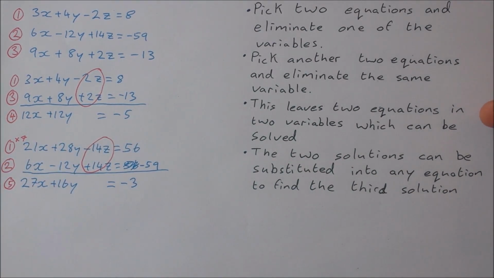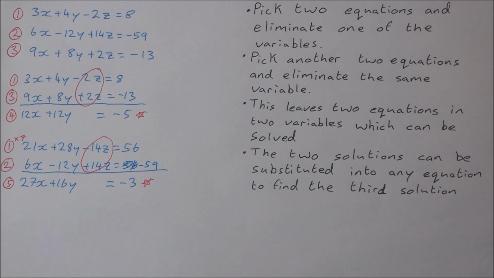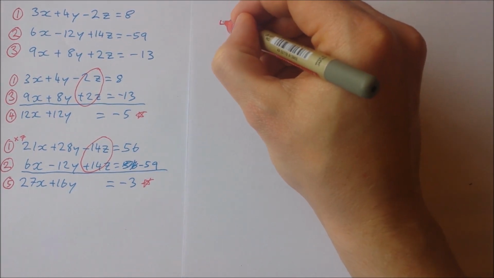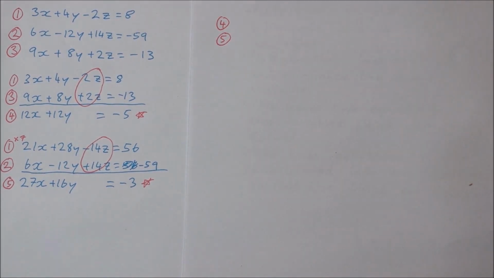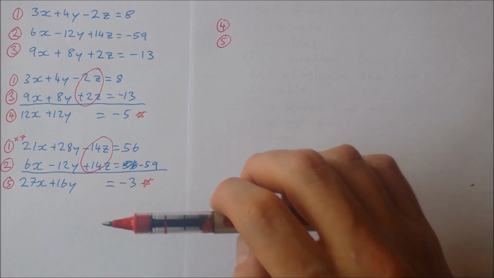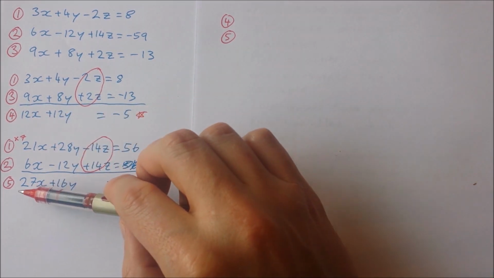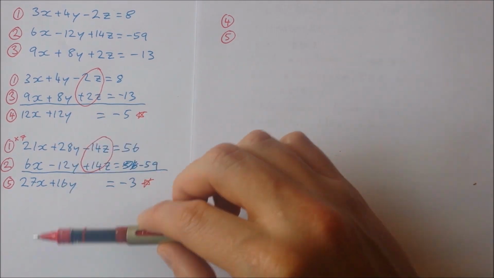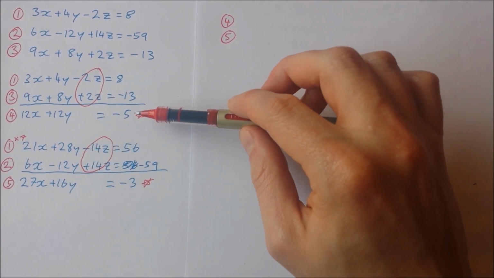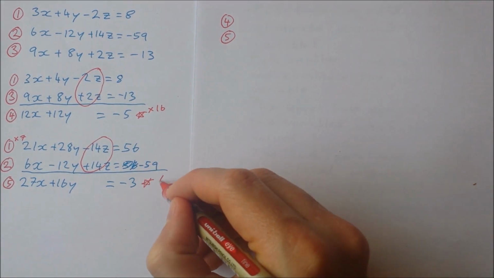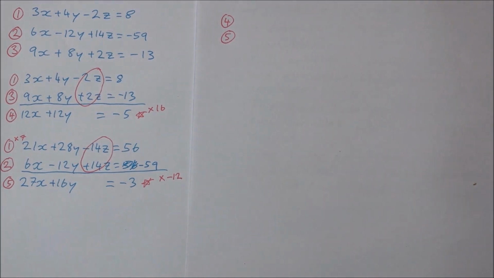So the next step is, this leaves two equations in two variables which can be solved. These are my two equations here, equation 4 and equation 5. I'm going to solve them and find the values for x and y. Now let's have a look at them and see what I can eliminate first of all. Okay, so 12x, 12y, 27x, 16y, there's nothing easy that's jumping out at me that I can eliminate. I could maybe bring in fractions and try and get this to 16y, but I won't do that. Instead, I'll multiply this one by 16 and this one by minus 12.